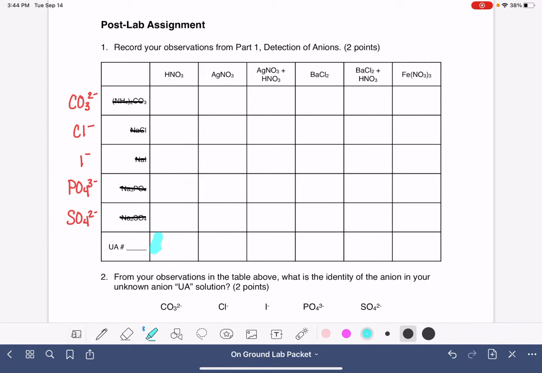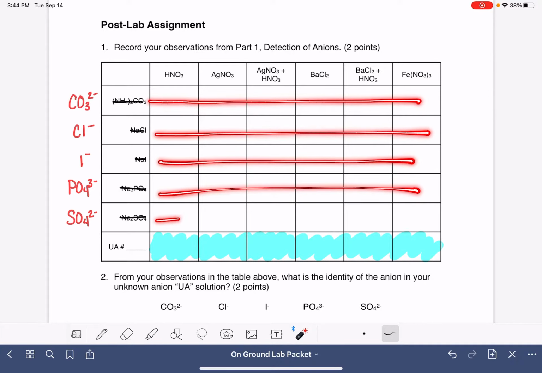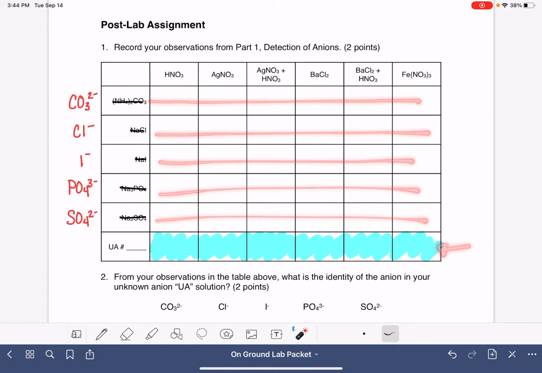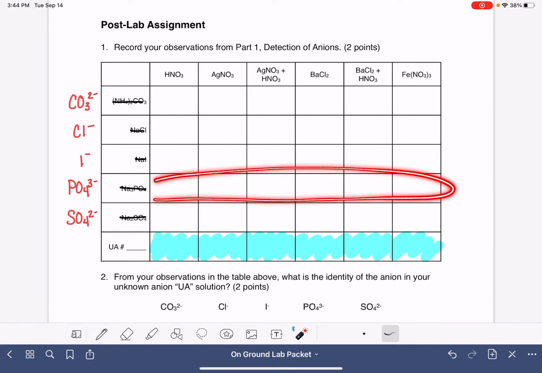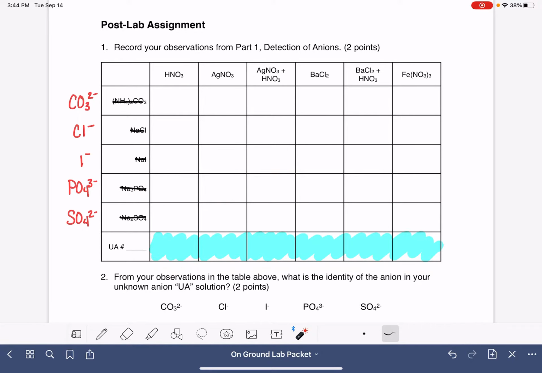What you want to do is take a look at the observations that you made for your unknown, and you are going to find the one row of data that matches up perfectly with your unknown observations. One of these rows should match up perfectly with your unknown. Let's say for me that it's this row right here, a complete perfect match. If that's the case, that tells me that this is my unknown anion, and I would indicate that by circling this one right here.